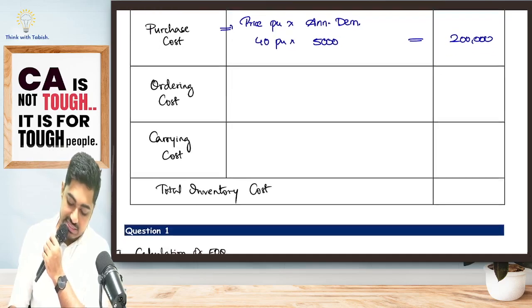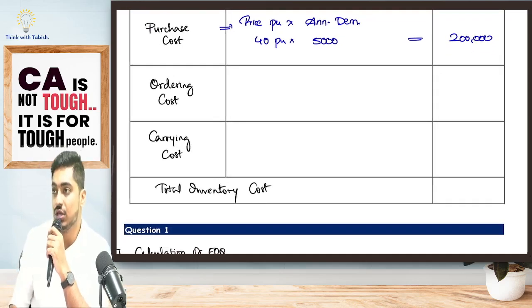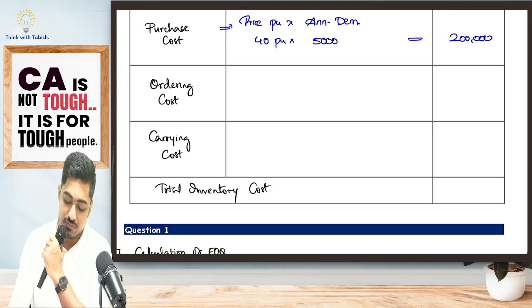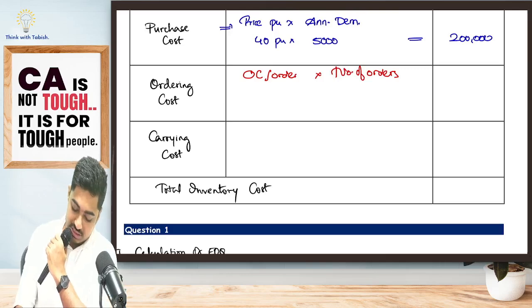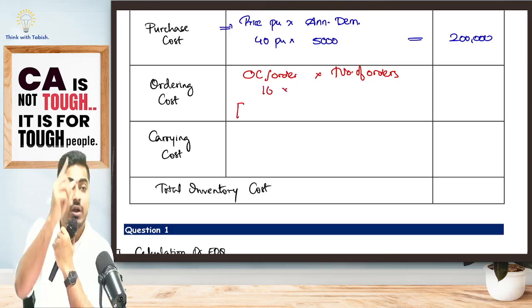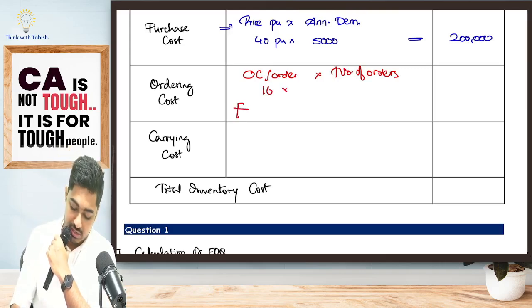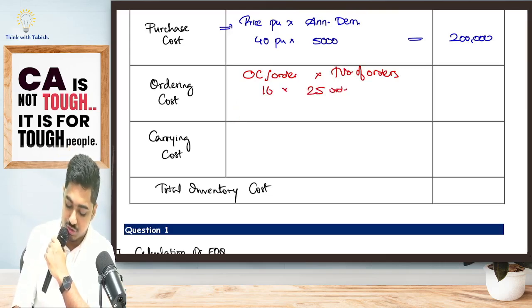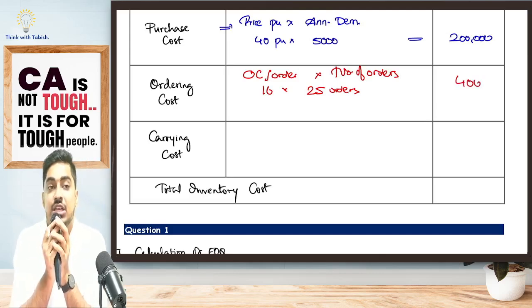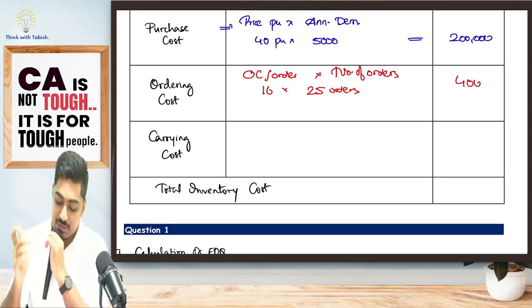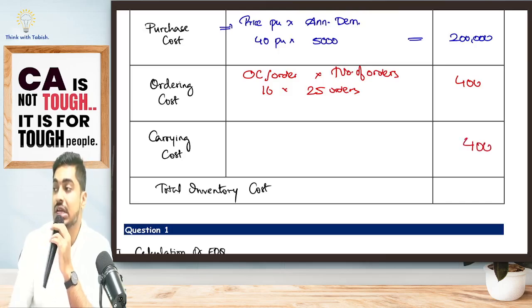Perfect. Next is going to be my ordering cost. In order to order, what am I incurring? What is the formula? Simple, sir. It is ordering cost per order into number of orders. Tell me what is going to be my ordering cost per order. 16 rupees. Number of orders we have already calculated. There is no need to do it again. 25 orders. So it is going to be 400. Yes or no? I am at EOQ. That means ordering and carrying should be same. So I can close my eyes and also write 400.